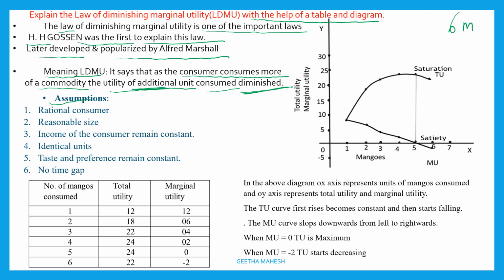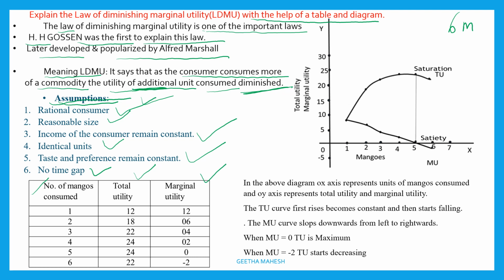Let us understand this law with the help of a table and diagram. Before that, we should make a few assumptions. A consumer must be rational and reasonable, since he has to consider whether to consume the commodity. Income of the consumer should remain constant, units should be identical, taste and preference of the consumer should remain constant, and there is no time gap.